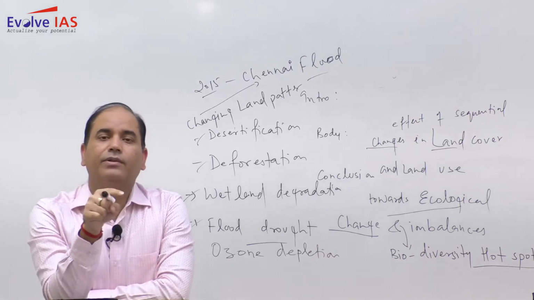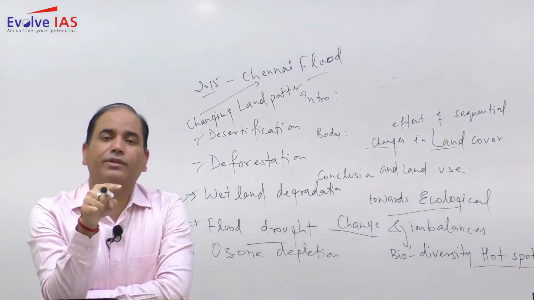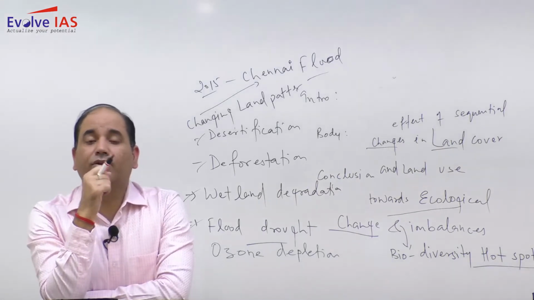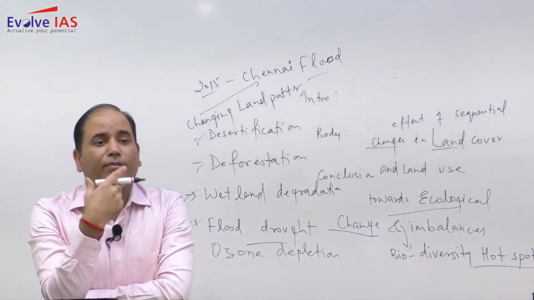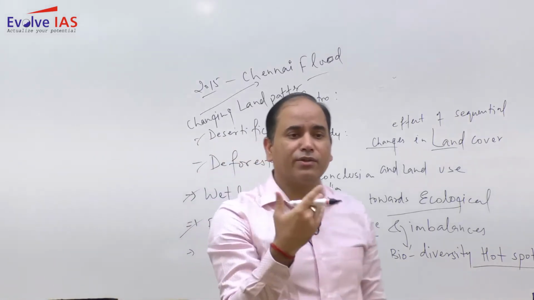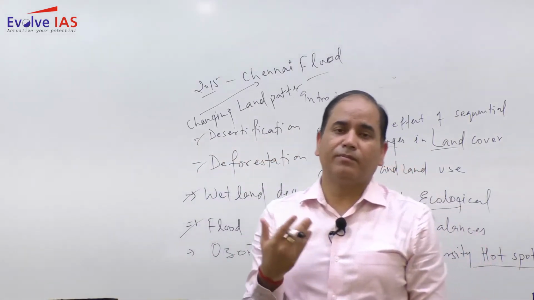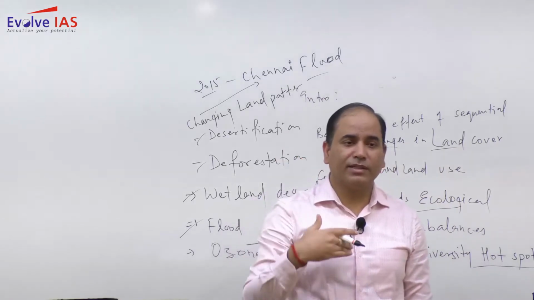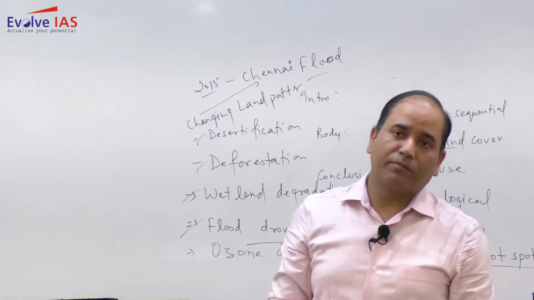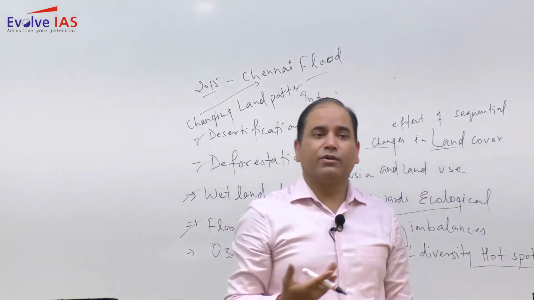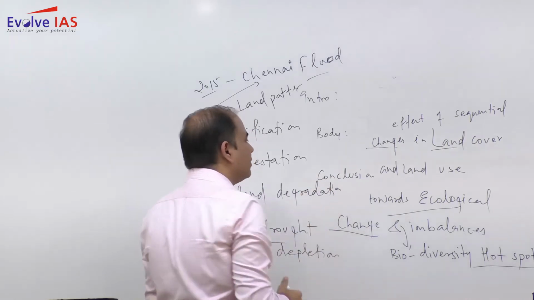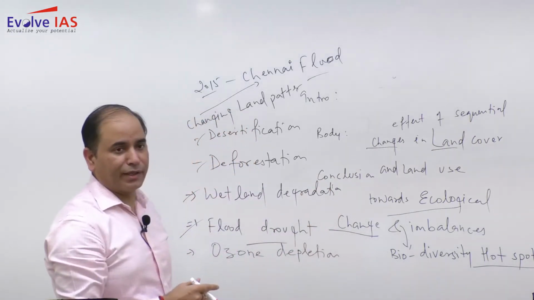The biodiversity hotspot is primarily associated with the loss of species. Loss of species related to what? Might be the survival conditions have changed, so it is not suitable for the survival of those species. Some of the species will become endangered, some of the species will become extinct. So that is also an aspect of ecological changes and imbalances.